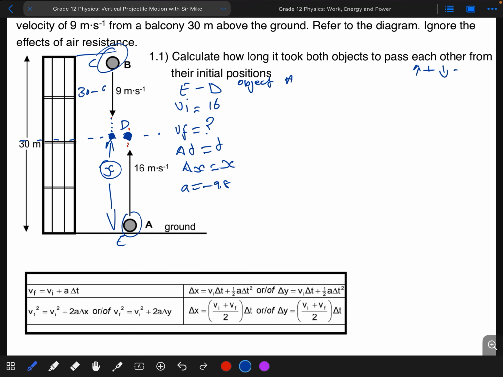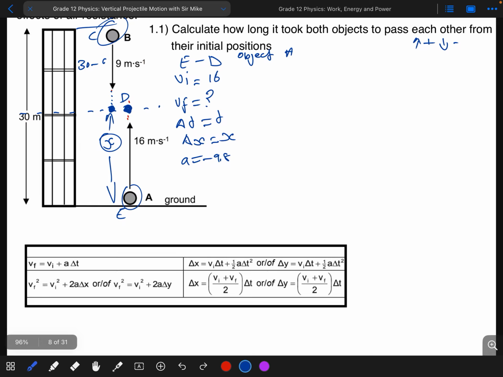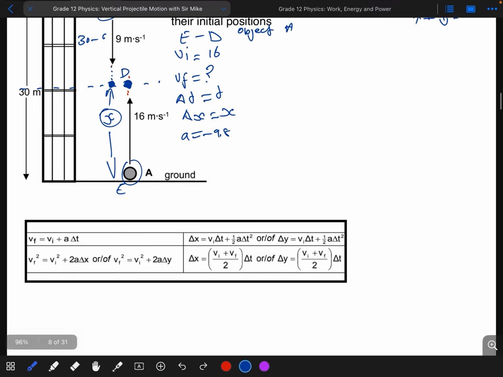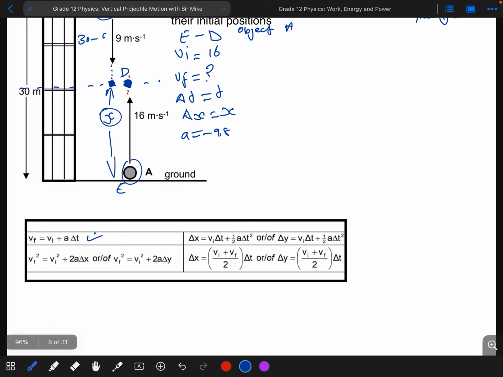But what I cannot do is choose an equation that has final velocity. Why? Because I don't know the final velocity of object A at point D. So I'll choose an equation that does not have the final velocity. The first one wouldn't work because it has the final velocity. Nor would the second work, but the third one will work because it doesn't have the final velocity. The fourth one also would not work, so we can't use that.